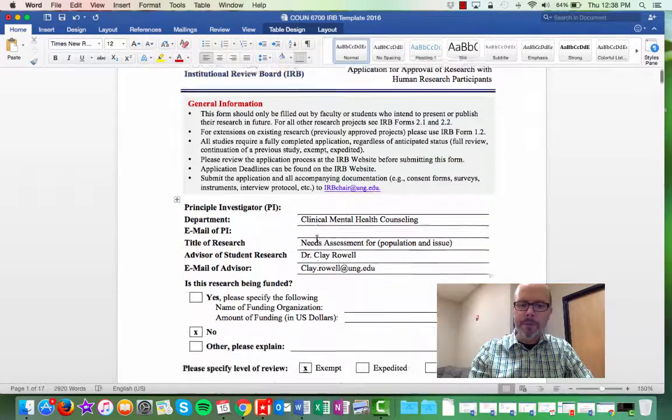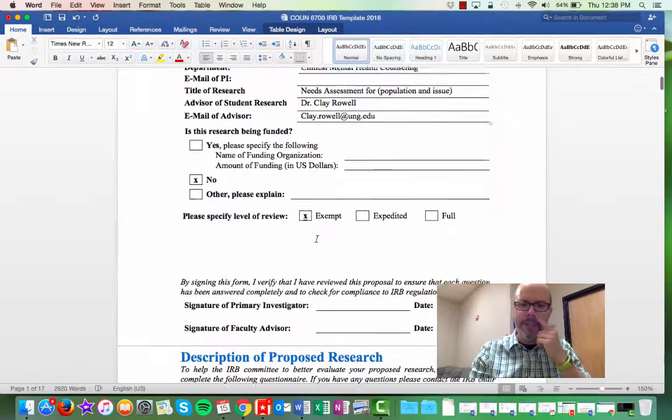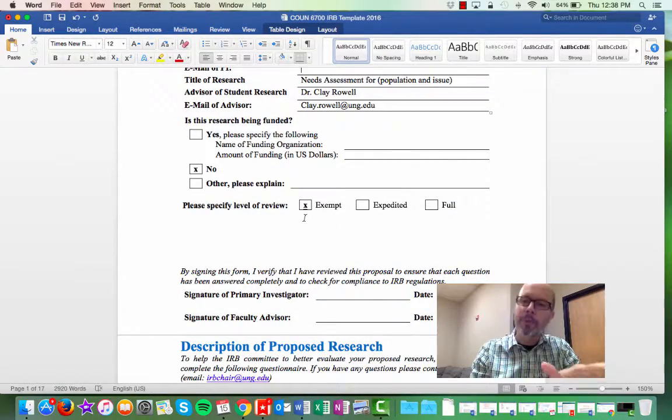All right, so if you scroll down a little bit, you'll see that I've already gone through the flow chart to determine what level of review these should be, and they all should be exempt, which just means that they don't have to go through a full board review where everyone on the board goes through your application and they come together and meet and discuss it. So that should be taken care of.